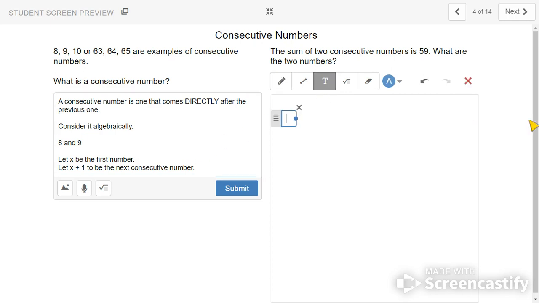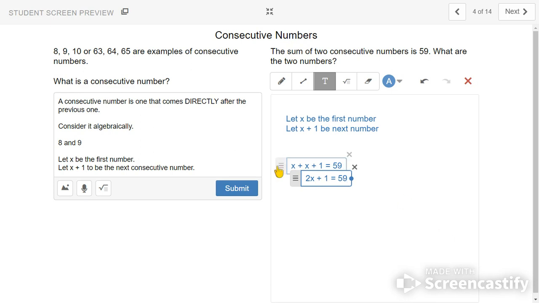So we write our let statement. Let x be the first number. Let x plus 1 be the next number. And we know that the sum, meaning if I add these two together, I'm going to have 59. So I have x plus x plus 1, and this equals 59. Let's collect our like terms. 2x plus 1 is equal to 59.